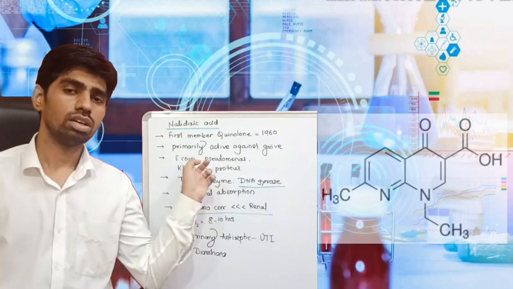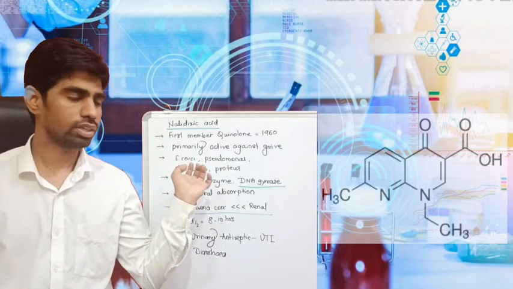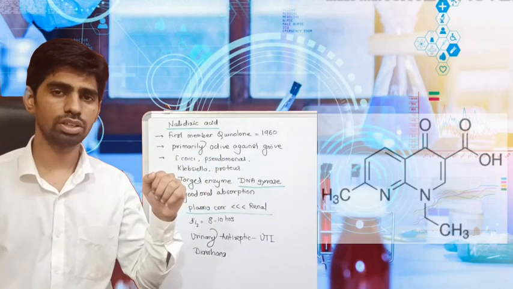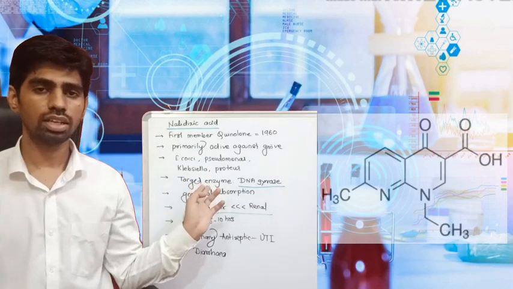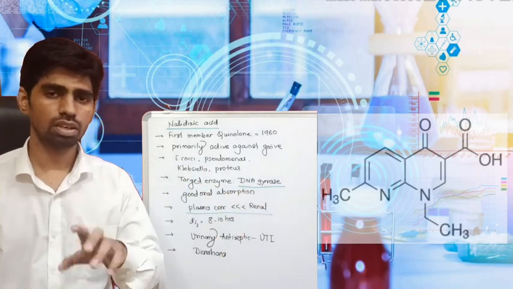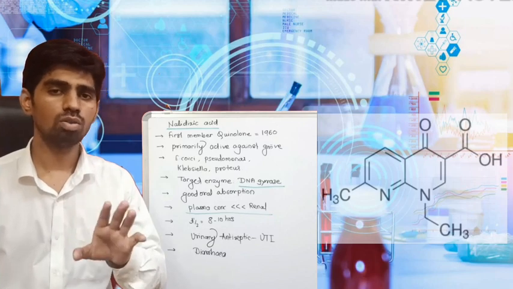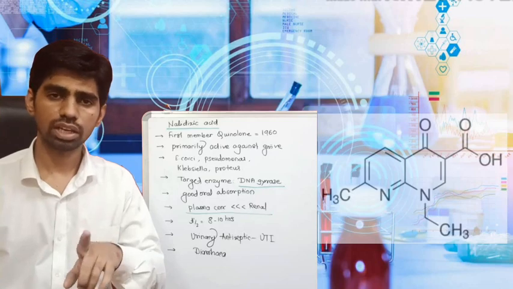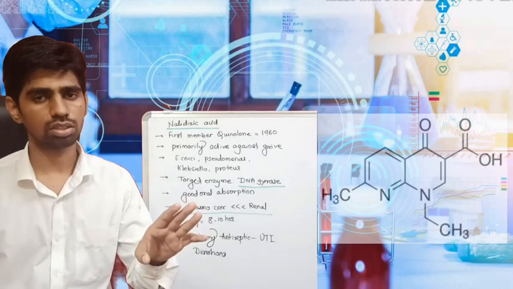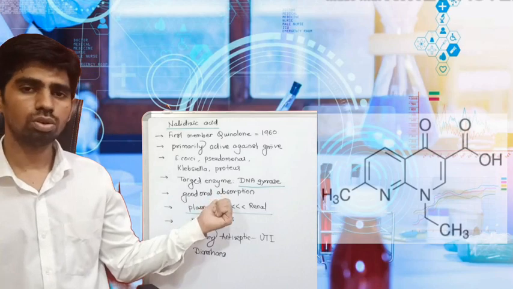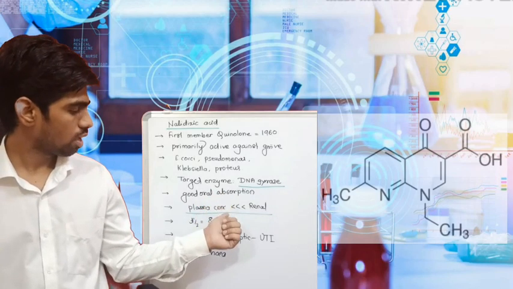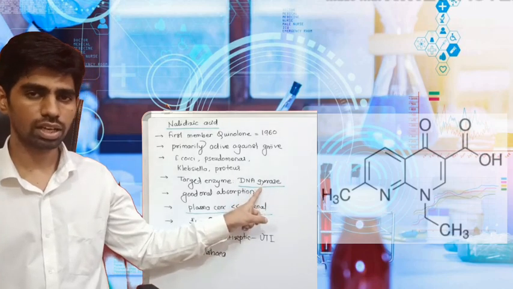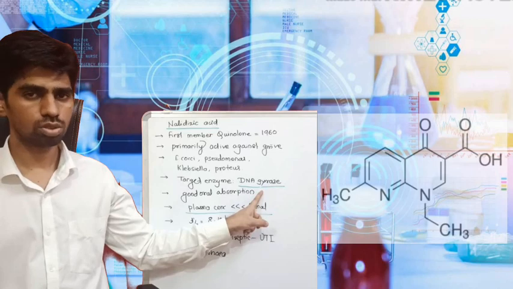Now, the susceptible microorganisms or bacteria are E. coli, Pseudomonas, Klebsiella and Proteus species. The target enzyme for nalidixic acid is DNA gyrase. In the previous section, we have seen how DNA gyrase is inhibited by the quinolones or fluoroquinolones. The mechanism of action will be the same for all the drugs. Then it shows good oral absorption, and then here are the important points. The first important point is the inhibition of DNA gyrase. The mechanism of action is well understood by you now.